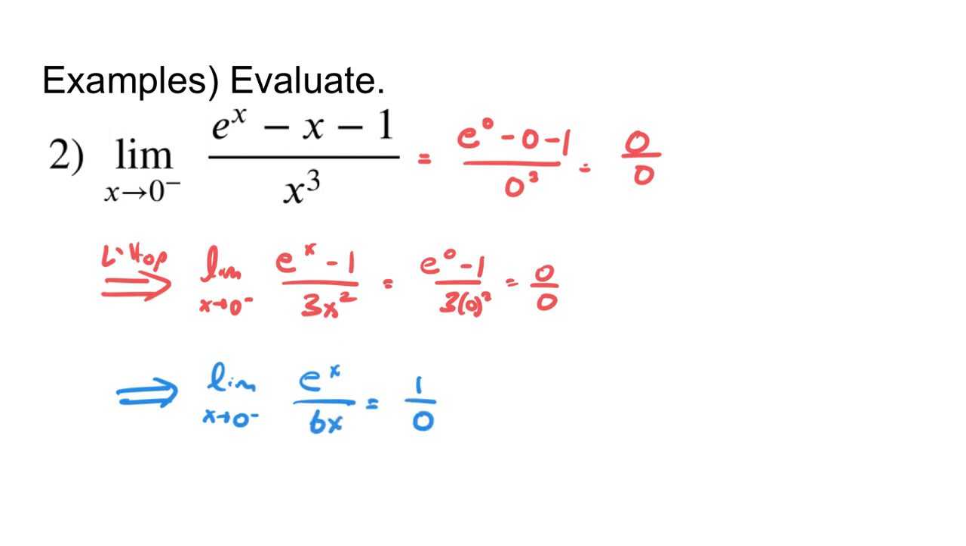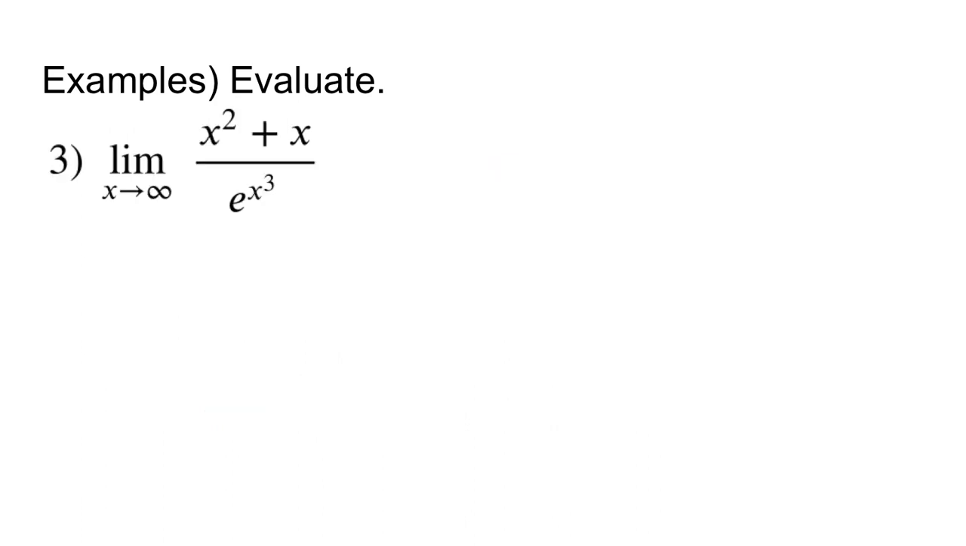Now, this is not an indeterminate form. This is not something that we can do anything with using L'Hopital's rule. So now I have to actually think about what the graph of e to the x over 6x is going to look like. And if I look at it from the left-hand side, this, in fact, will approach negative infinity. And if you think about it in terms of getting numbers, I think that will make sense to you. All right, let's try another one.